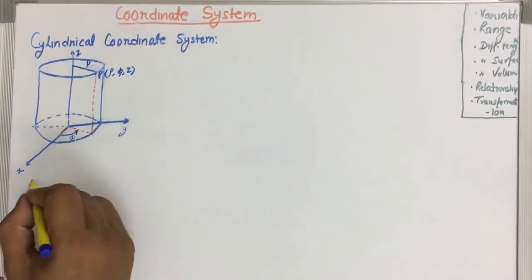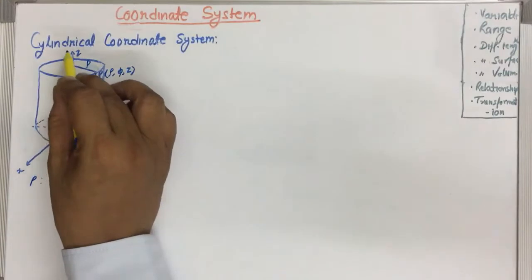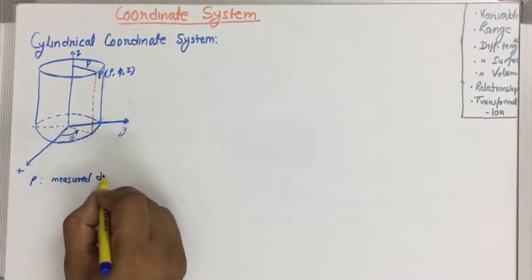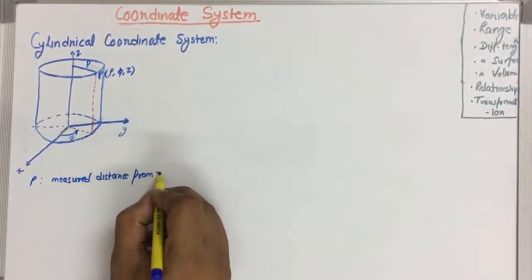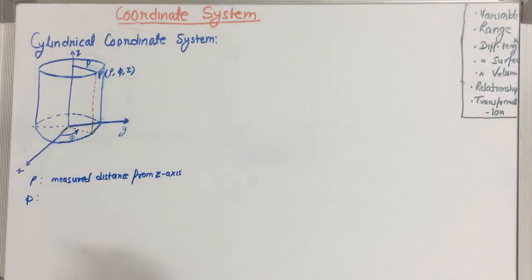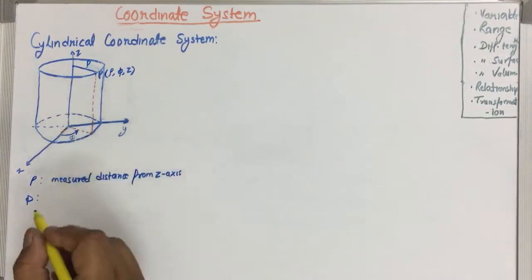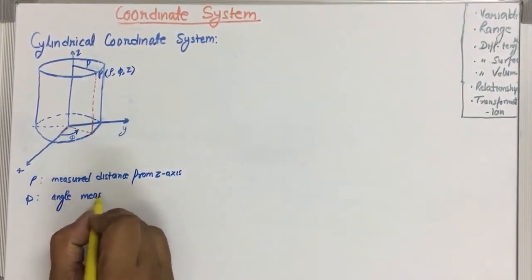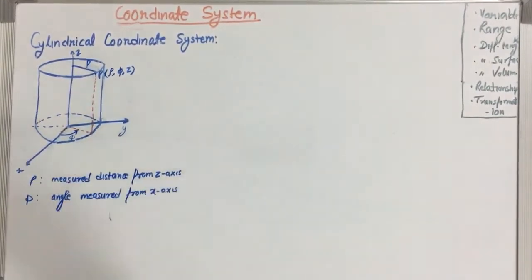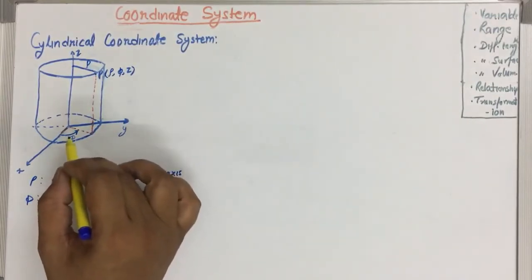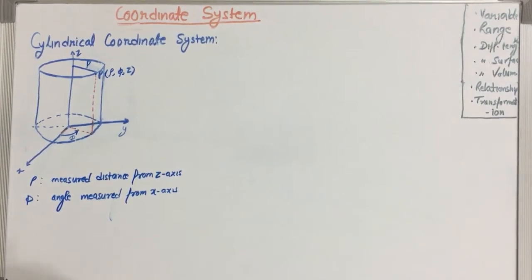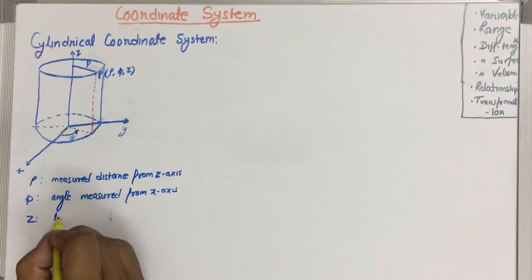If we define rho, it is the distance measured from the z axis. For simplicity, we assume this. And what about phi? Phi also has an assumption: it is the angle measured from the x axis in the xy plane. This is also termed the azimuthal angle. So keep in mind, in problems, if it comes with the name azimuthal angle, then they are talking about this angle. And the third is z, the length of the cylinder.